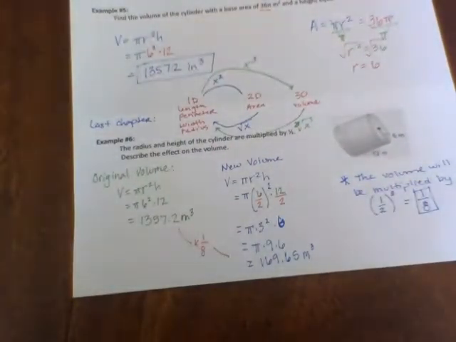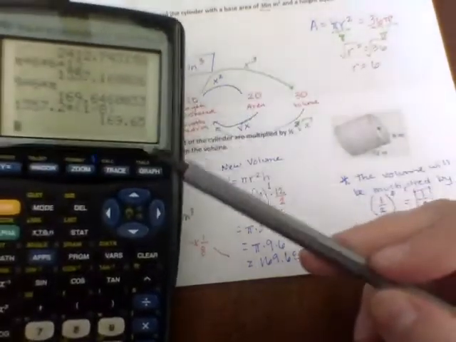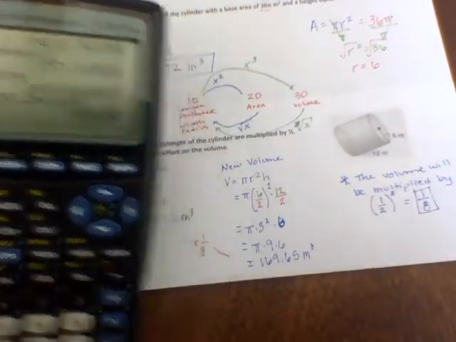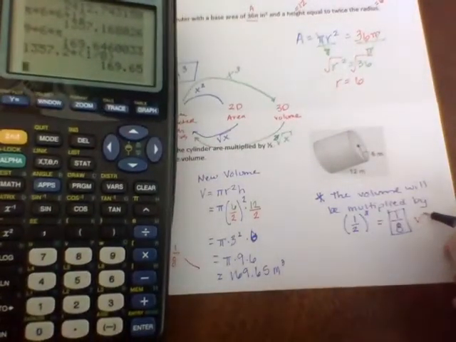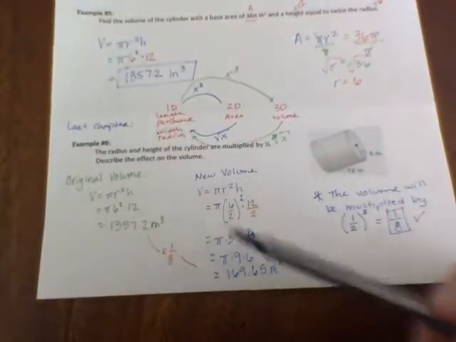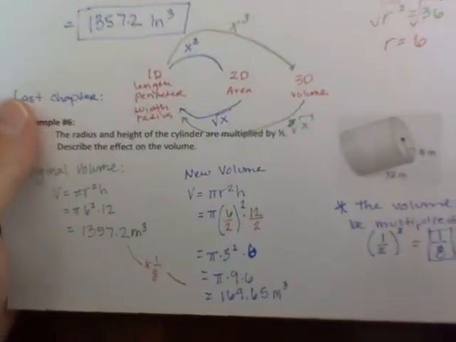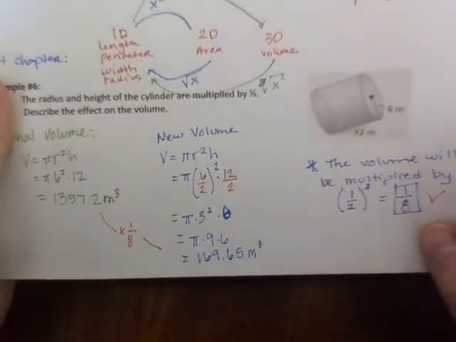So let's see if 1,357.2 times 1/8. Remember that multiplying by 1/8 is the same as dividing, but anyway, 169.65 is our answer. So this works. And so to get from the original volume to the new volume, if the lengths were all multiplied by a half, then the volume is multiplied by an eighth. All right, and then we have our last example.